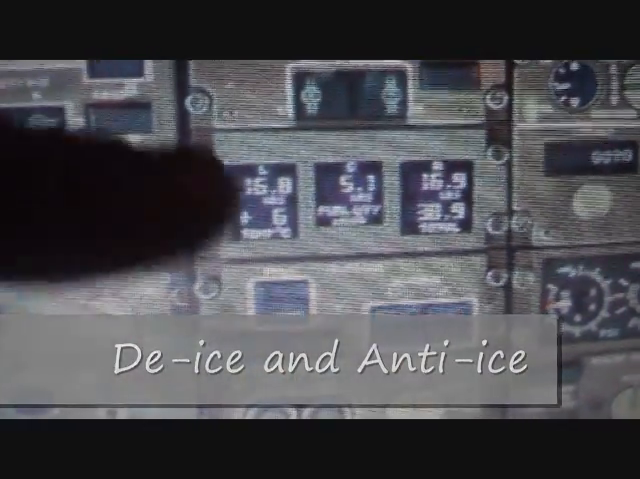Over here is the cockpit voice recorder, and this is the microphone that picks up the voices. This is rain protection, this is rain repellent, and the wipers. Engine anti-ice. Now, anti-ice and de-icing are two different things. De-icing takes off the ice or snow that's already on the airplane, and anti-ice prevents snow or ice from getting on there. So, two different systems.